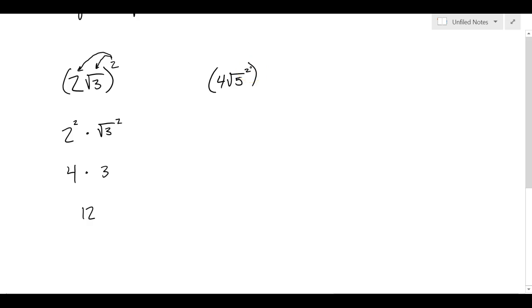What if we had 4 radical 5 squared? Well, that's 4 squared times radical 5 squared, which gives me 16 times 5. 16 times 5 is going to give me 80.